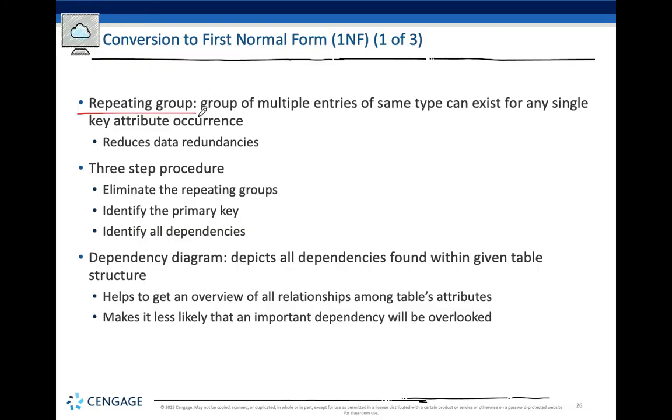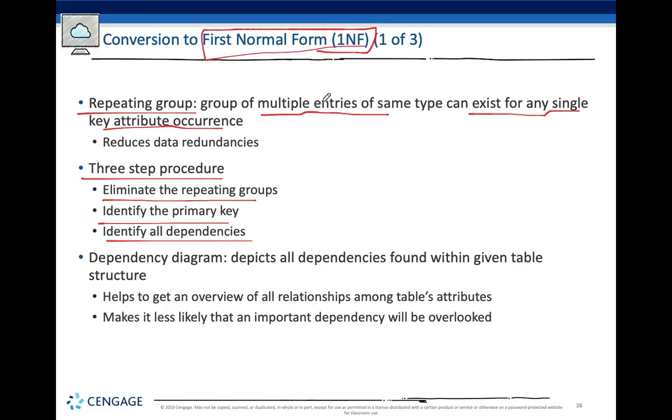Here again, repeating groups. We saw the repeating group problem, where a group of multiple entries can exist for any single key attribute occurrence. The three-step procedure eliminates repeating groups, identify the primary key, and identify all dependencies. This is conversion to first normal form. The dependency diagram depicts all dependencies found within the given table structure.